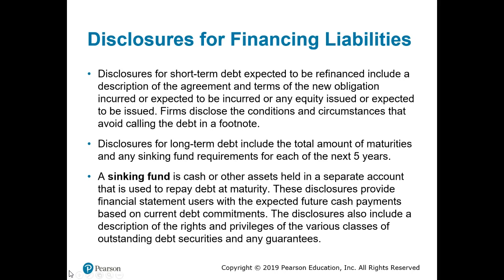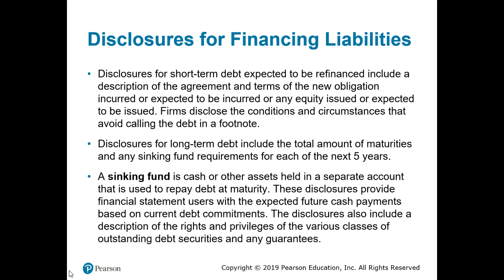Disclosures for long-term debt include total amount of maturities and any sinking fund requirements for each of the next 5 years. A sinking fund, I don't know if you remember this one, is cash or other assets held in a separate account that is used to repay debt at maturity. Think about bonds payable of $25 million. You don't want to just all of a sudden say, oh, it's due. You want to be putting money aside. So you have a sinking fund set up so that you're ready to pay back debt at maturity.